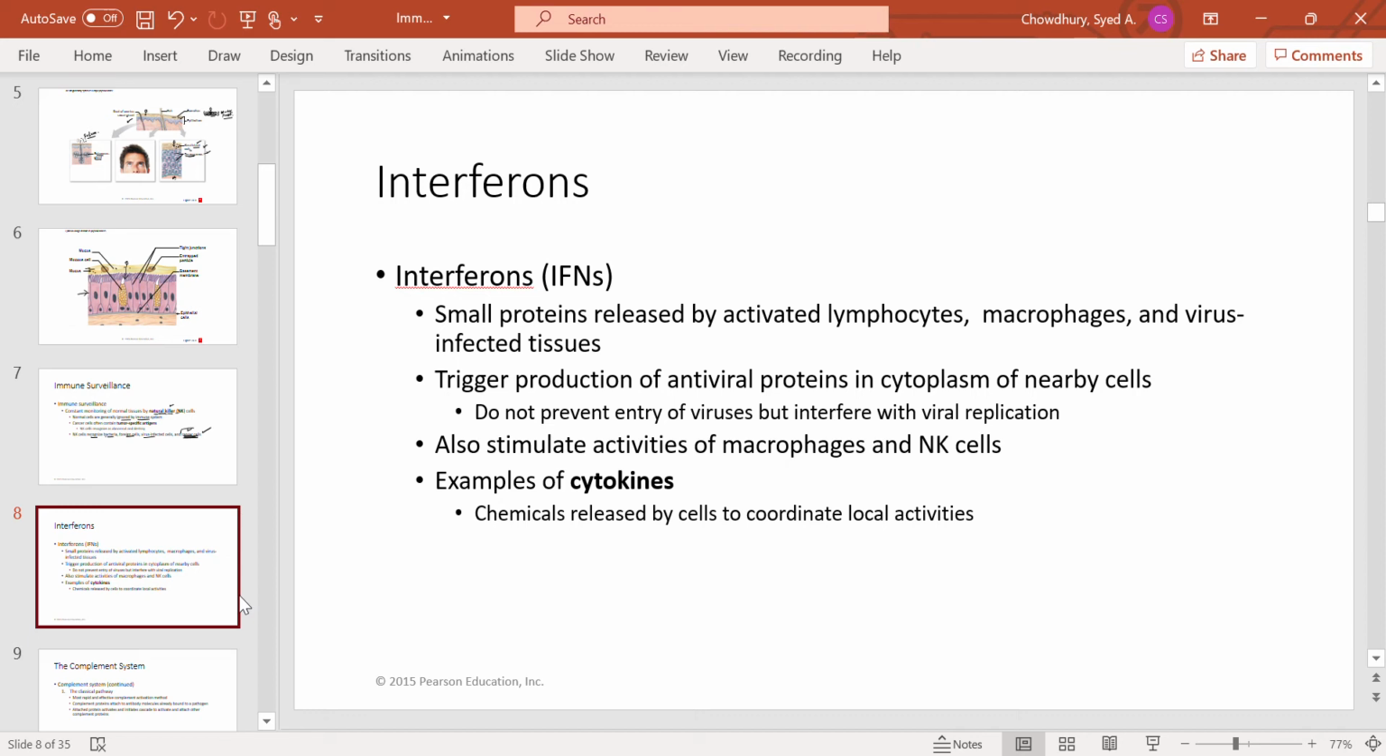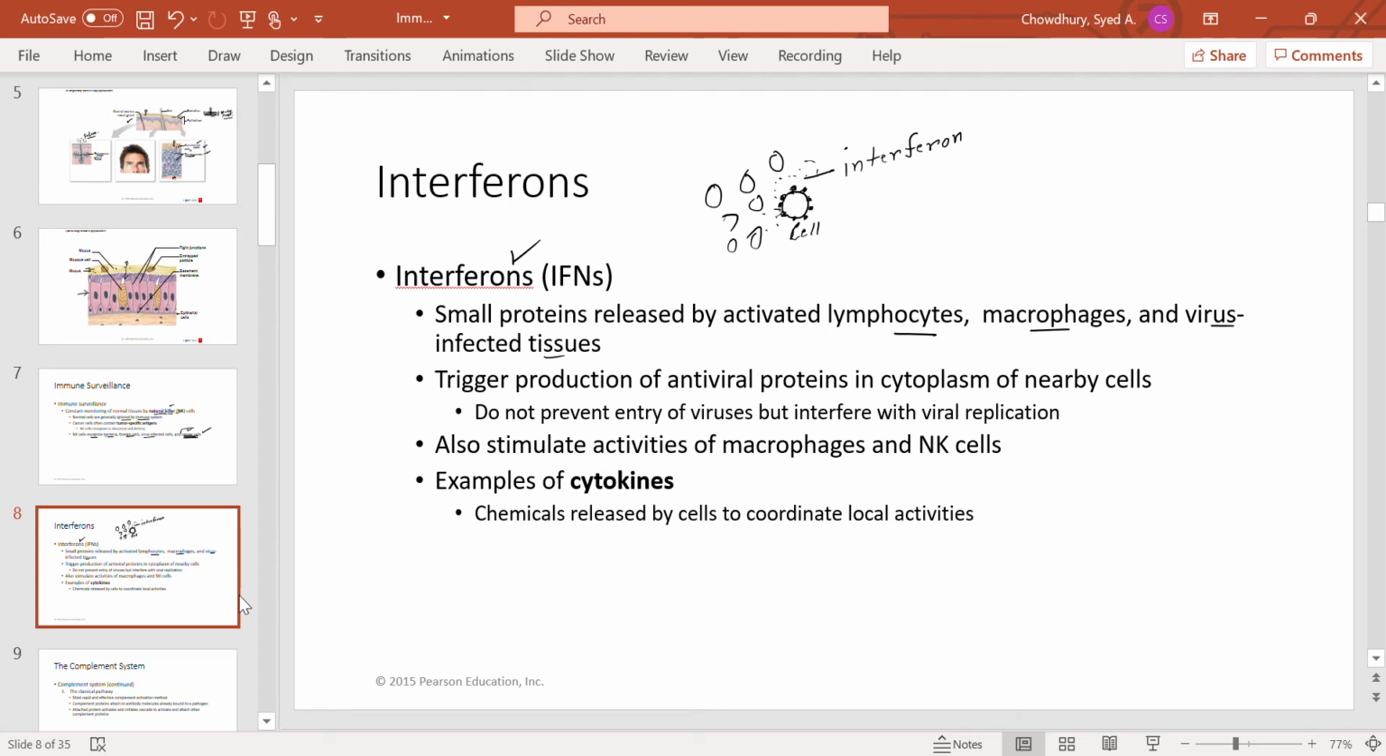What are the interferons? Interferons are protein chemicals secreted from the viral infected cells or activated lymphocytes and macrophages. So if this is your body cell and these are the other cells around it. So if this cell got infected by virus, okay, so what will happen? This viral infected cell will secrete a chemical that is called the interferon. Okay, so interferon, there are different types of interferons, so that is one.